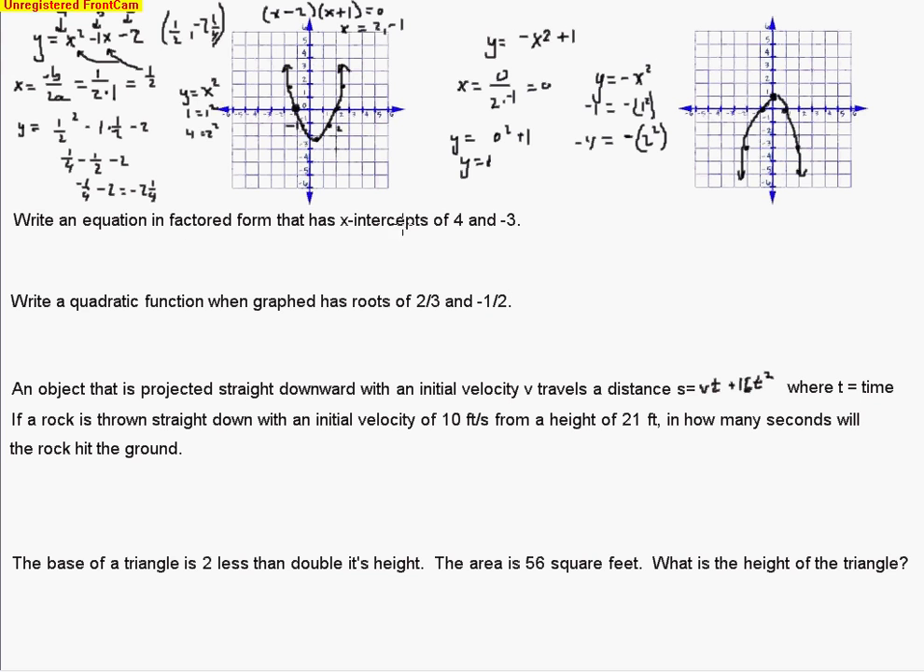So when I look at this, if x is going to equal 4, I want to actually move that 4 back to the other side. So I end up having to subtract it. And see, that's why one of the factors is going to be x minus 4.